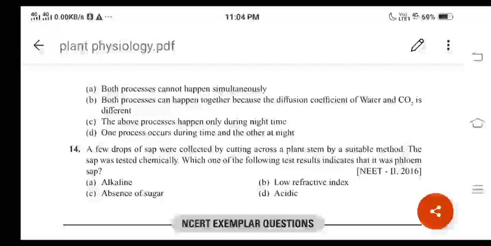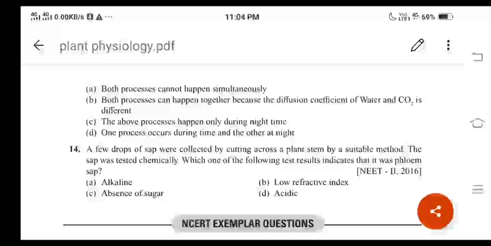It means it is alkaline. And remember why it becomes alkaline here, that is important. We have already studied that the loading of the phloem is an active process. Sucrose is pumped into the phloem from the source end, and protons move in the opposite direction, right? Hence the concentration of protons in the phloem sap decreases, which makes the phloem sap alkaline.